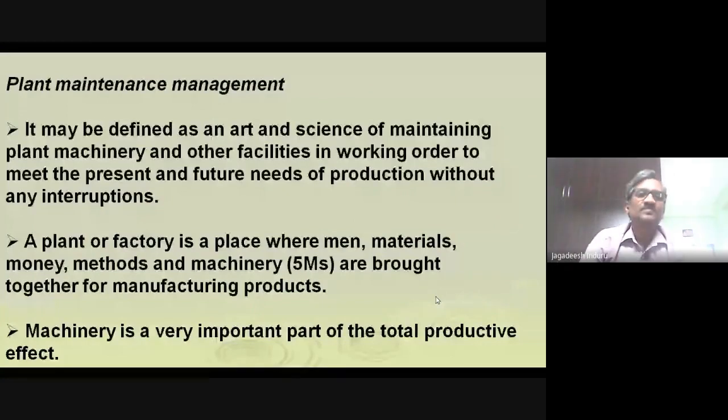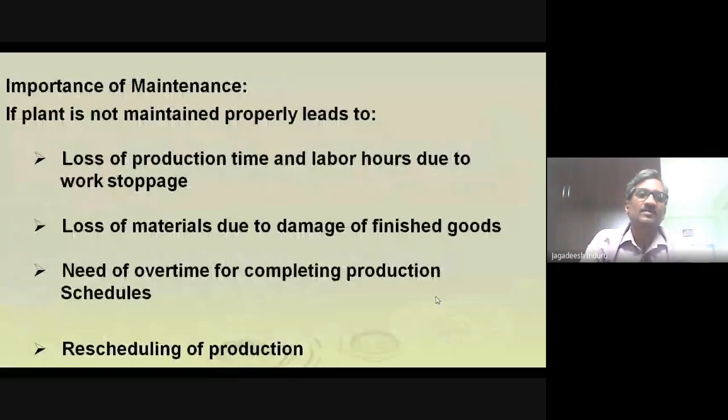If the plant is not maintained properly, what will happen? It will lead to loss of production time, labor hours due to work stoppage, and loss of materials due to damage of the finished goods. In between, the machine gets spoiled, your in-process batch fails and you have a problem. You need overtime to complete the production schedules because one batch is already gone and you have to prepare that batch again. Sometimes your equipment is not rectified properly, and you have to reschedule your production. So that is one aspect you need to look into.